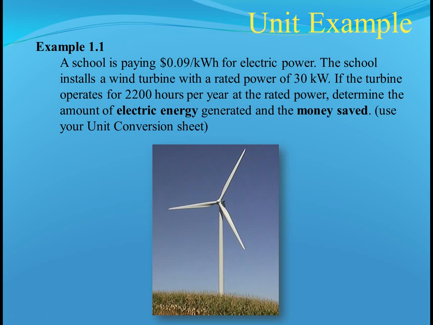So a school is paying 9 cents per kilowatt hour for electric power. The school installs a wind turbine with a rated power of 30 kilowatts. If the turbine operates for 2,200 hours per year at the rated power, we want to determine the amount of electric energy generated and the money that's saved through the use of this wind turbine to produce electricity.